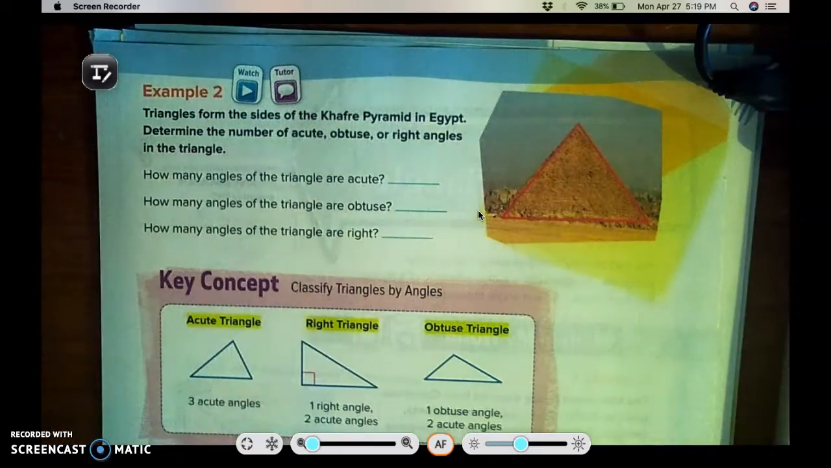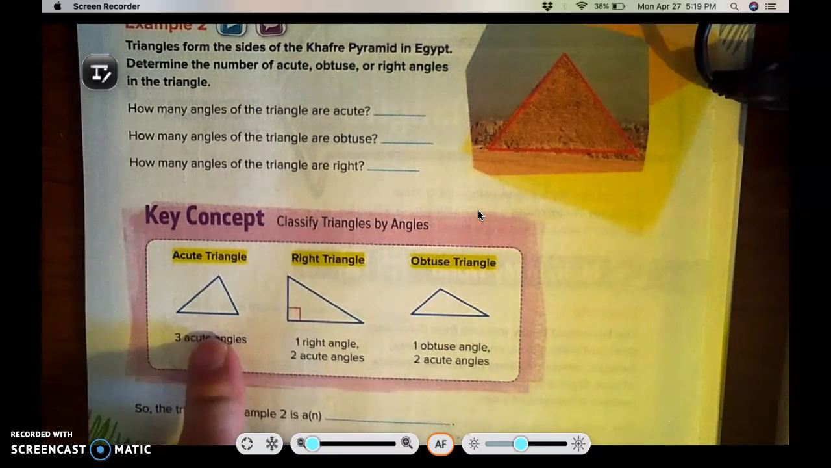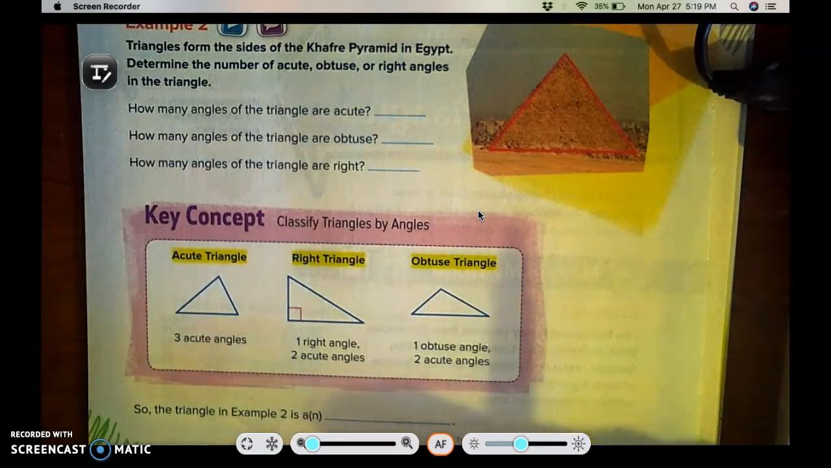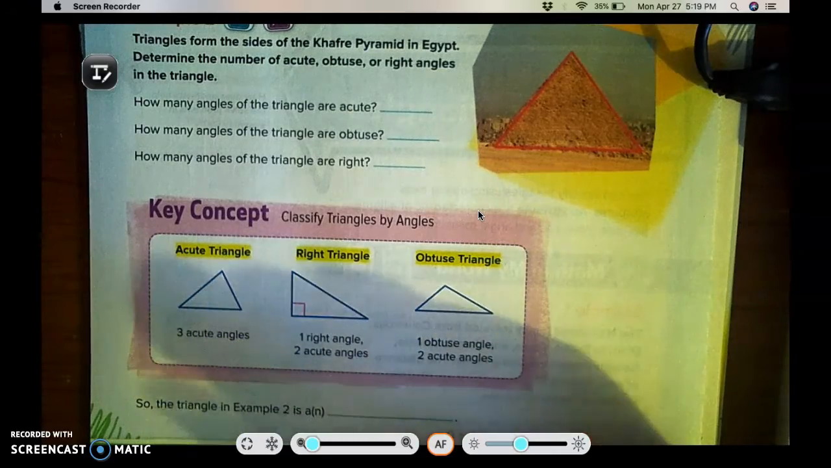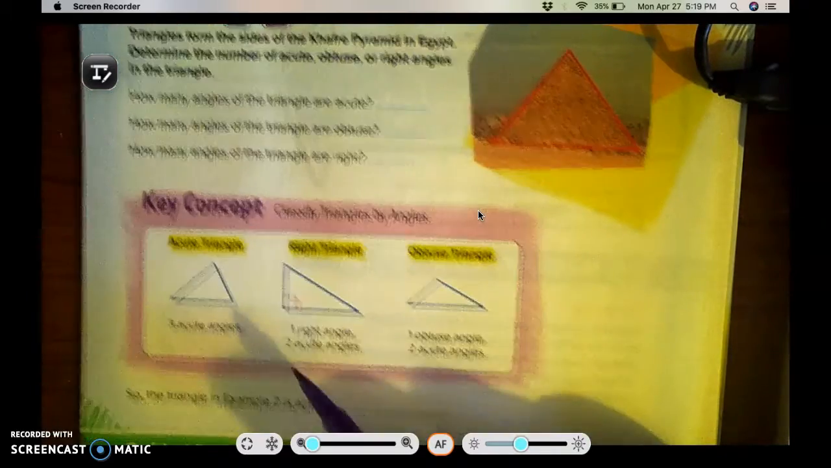Now we're going to jump into angles. So it says triangles from the sides of the Khafre pyramid in Egypt. Determine the number of acute, obtuse, or right angles in the triangle. So again, acute, we can think that they're cute because all of them are going to be small and less than 90 degrees. Okay, so they're all acute and smaller than 90 degrees.